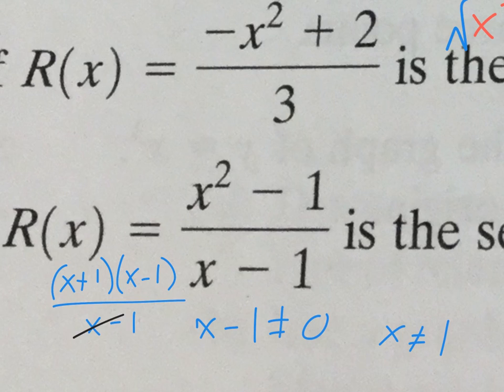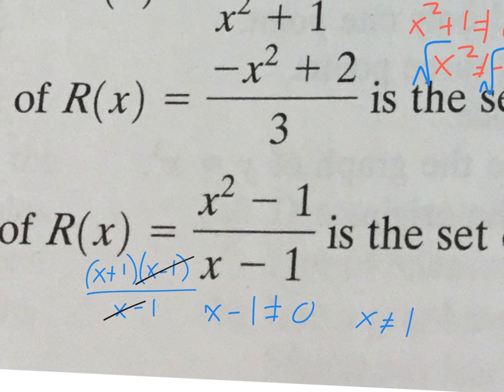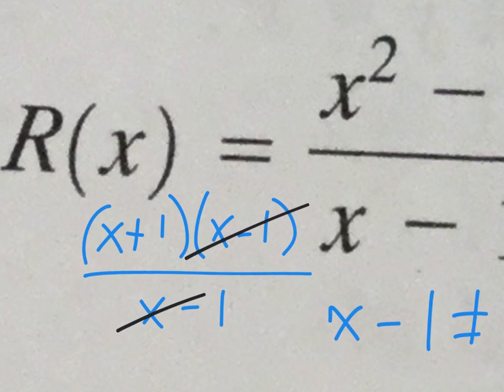Now there's a common factor here, right? But now I still am not allowed to plug in 1, but because it cancels, that means that it's not a vertical asymptote, but it's what we call a hole, okay? And we'll look at what that is in more detail in just a second.